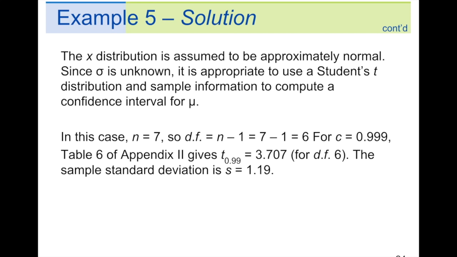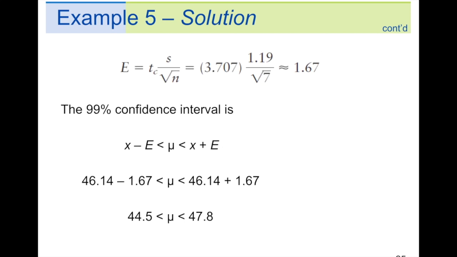For c equals 0.99, Table 6 of Appendix 2 gives t sub c is 3.707 for 6 degrees of freedom. The sample standard deviation is s equals 1.19. So, for the margin of error, we plug in t sub c, s, and n. We get 3.707 times 1.19 divided by the square root of 7, which comes out to be about 1.67.